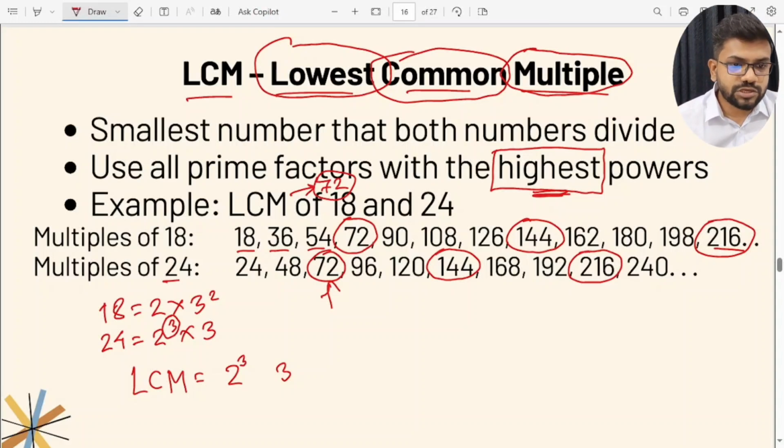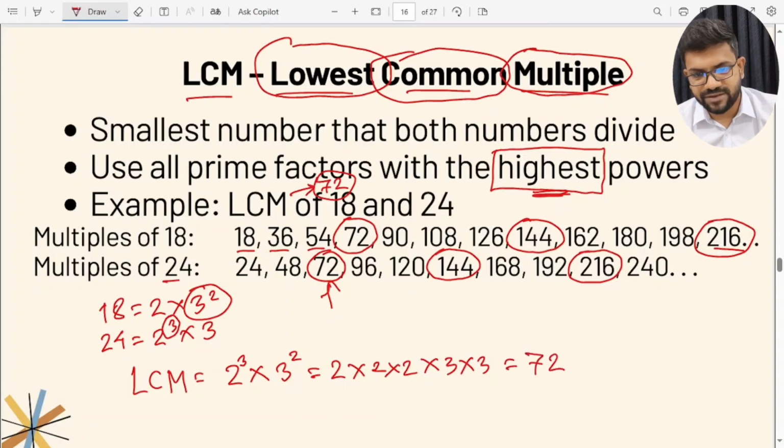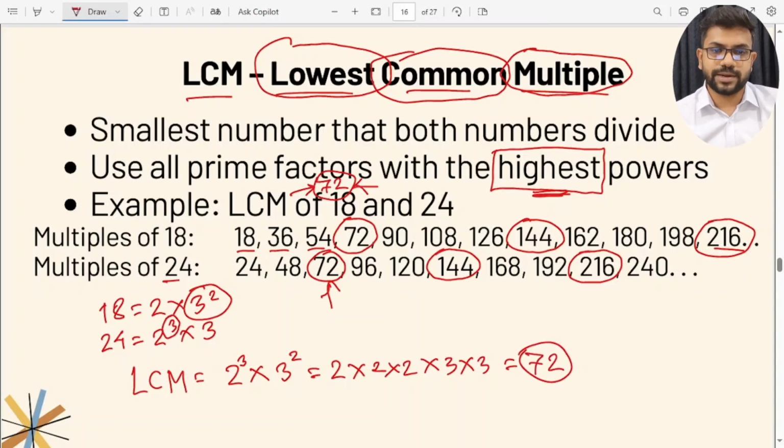Between 3 squared and 3, this one has the higher power, so we'll take 3 squared. Then we will multiply them. 2 cubed is basically 2 times 2 times 2, and 3 squared is basically 3 times 3. If you multiply them, 2 2s are 4, 4 2s are 8, 3 8s are 24, 3 24s are 72. We get the same LCM as we did in the other method.